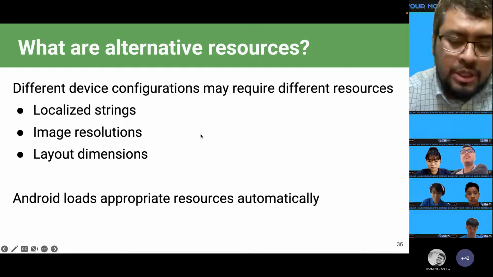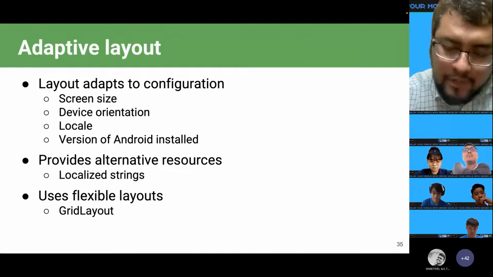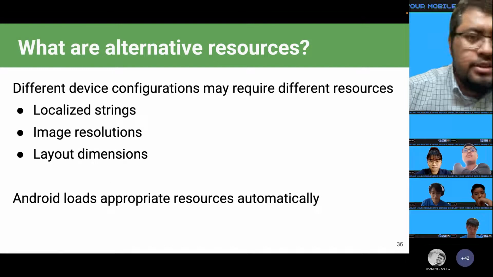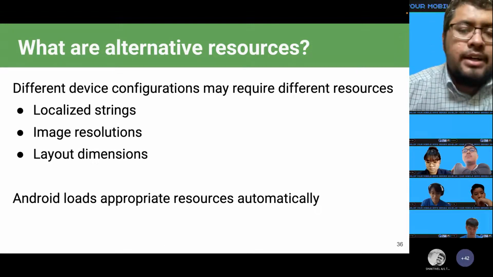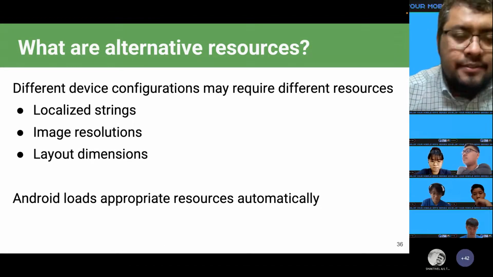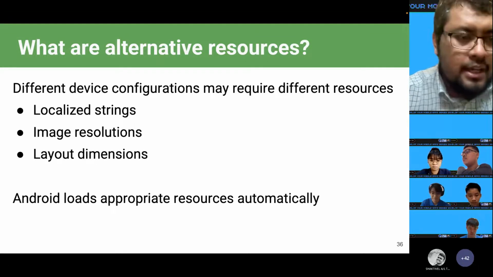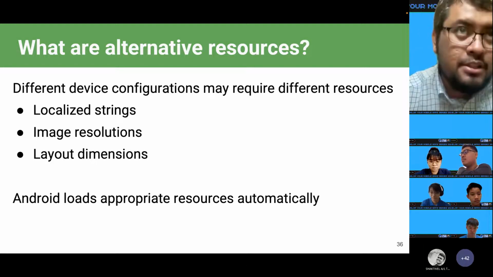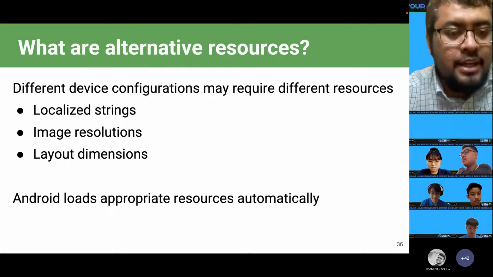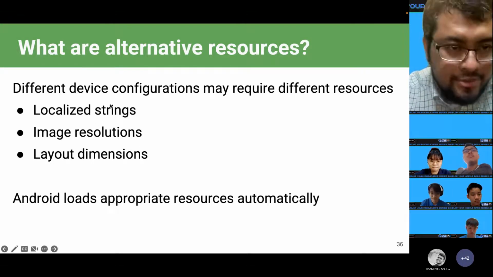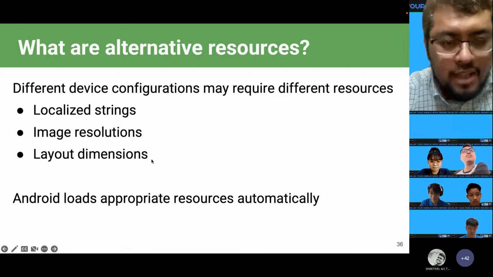And of course, in order for you to use the adaptive layout, we have to rely on the so-called alternative resources. So this is basically the device configurations for different device settings. For example, we have the localized strings, image resolutions, layout dimensions.